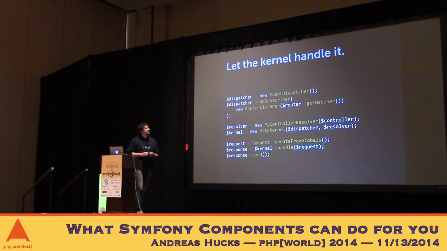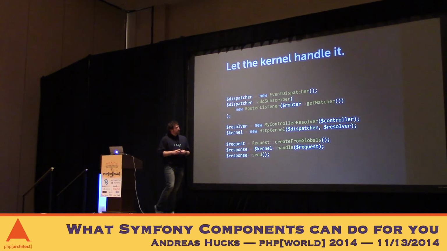And setup could look like this. You create an event dispatcher. An event dispatcher is something that is able to notify other objects, or its so-called subscribers, of events that are happening. In this case, we register a router listener, and the router listener needs the matcher, because what it does is when it gets notified of a new request, it looks at the request, tries to match the route.